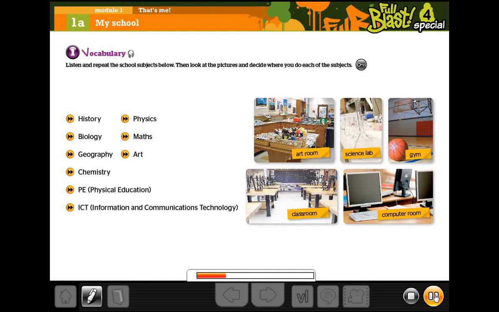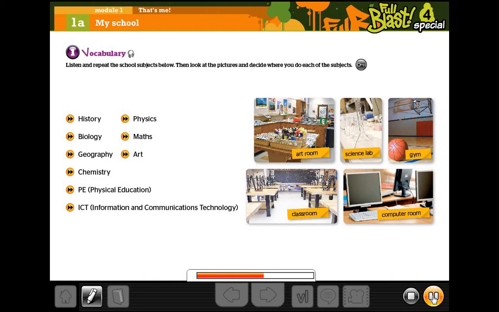1A. My school. 1. Vocabulary. Listen and repeat the school subjects below. Then look at the pictures and decide where you do each of the subjects. History. So, the first subject here is history. Please repeat after me. History. So, where do you do history? In the art room, or science lab, or gym, or classroom, or computer room? Very good. In the classroom.